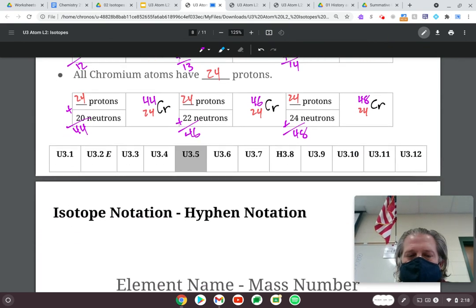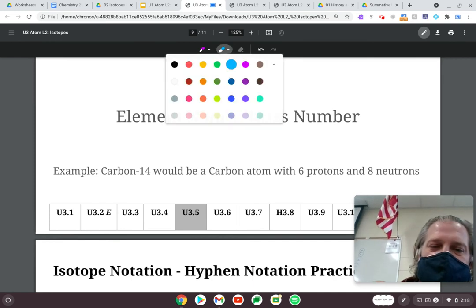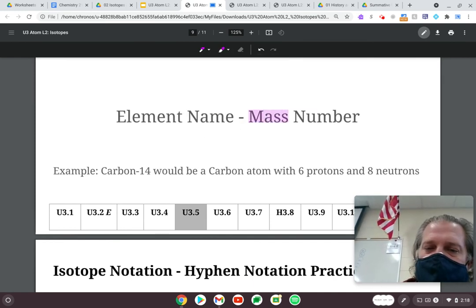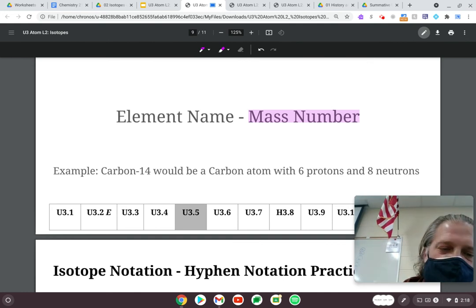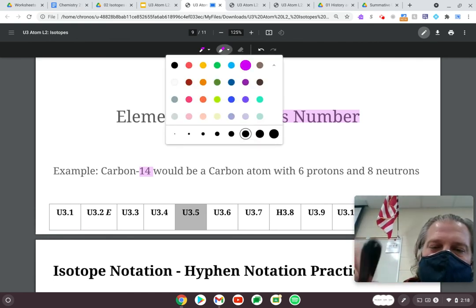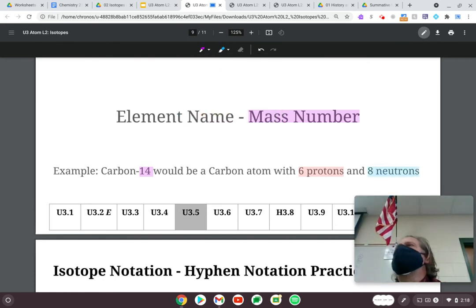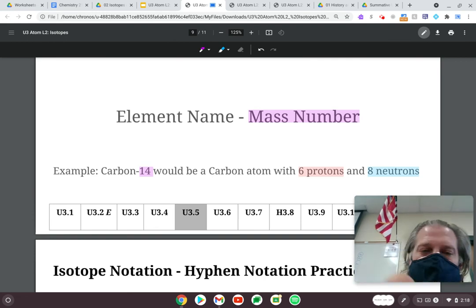All right then. Hyphen notation. Remember, it's the element name followed by the mass number. And if we forgot, for my example, carbon 14 would be a carbon atom with 6 protons and 8 neutrons. Because again, the mass number is the sum of the protons and the neutrons.